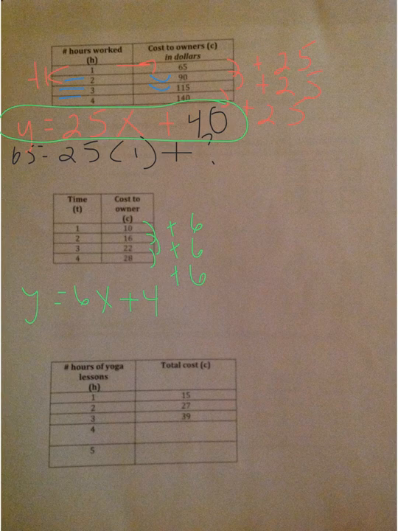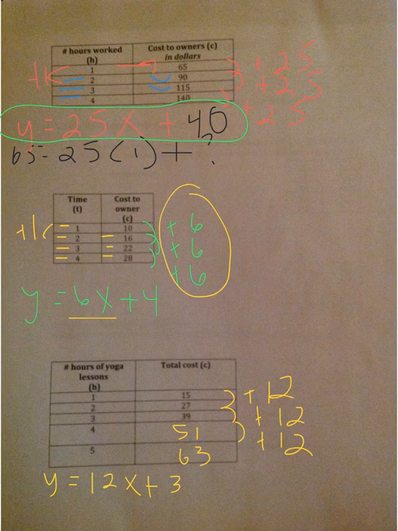How did you do on this one? Did you get y equals 6x plus 4? You'll notice that we have a common difference of plus 6 on this side, plus 1 on this side. So we have 6x. 6 times 1 is 6, plus 4 is 10. 6 times 2 is 12, plus 4 is 16. 6 times 3 is 18, plus 4 is 22. 6 times 4 is 24, plus 4 is 28. Go ahead and try the last one, and then see if you can figure out what those next two values would be.